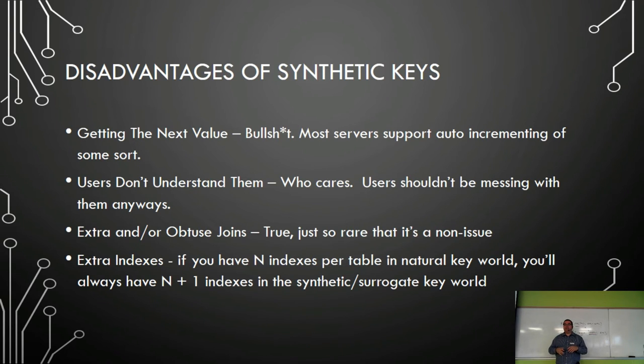So the math is N plus one indexes. If you normally index the person's last name, their phone number, their postal code, and their SIN number, say you had four indexes you normally had in there, now you'd have five. The good news is you're indexing numbers. This index will be the smallest one of the bunch. It's just the way it works. It's just kind of clever. It just stores parts of the numbers.